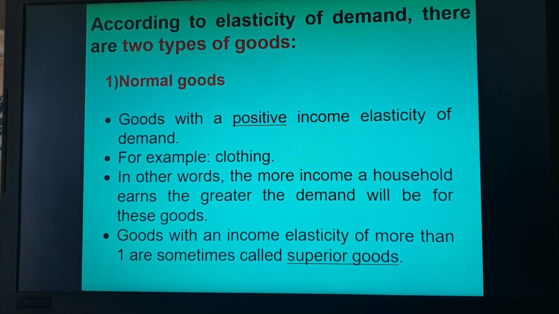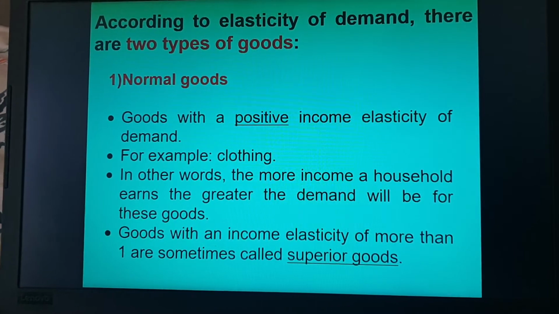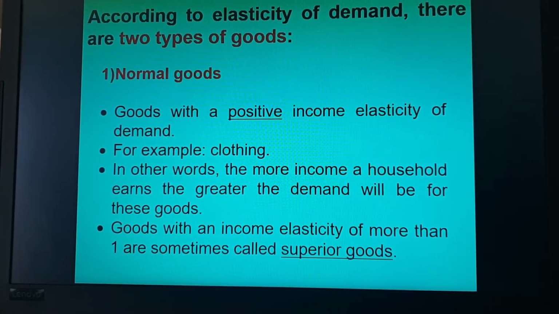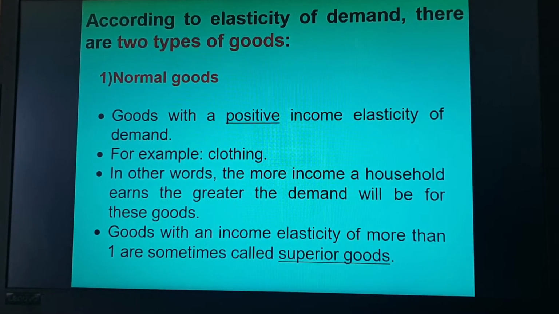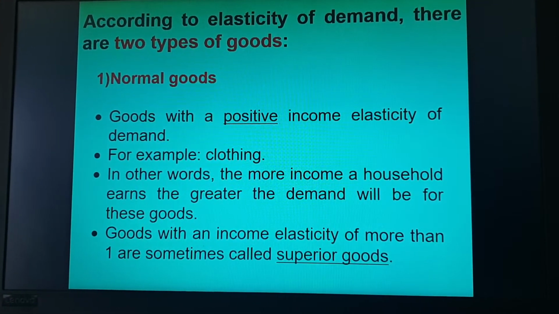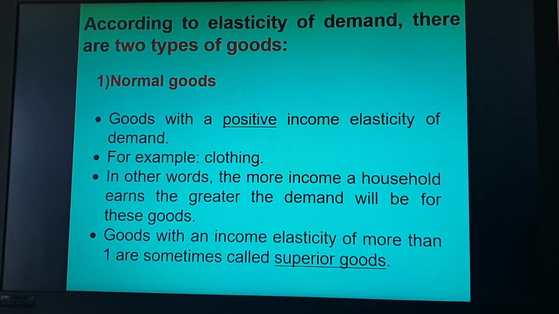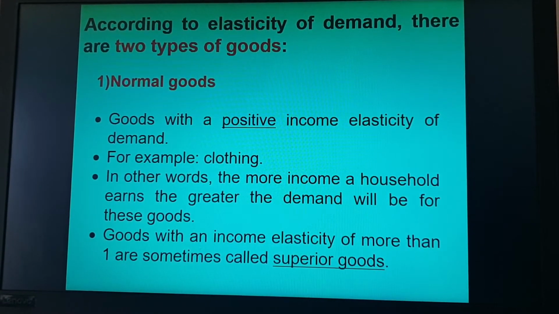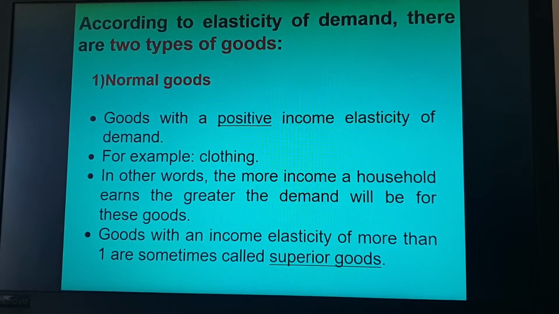According to the elasticity of demand, there are two types of goods. There are normal goods and there are inferior goods. Under normal goods, please make sure you know at least two points here. You know that it has a positive income elasticity of demand, and you know an example, for example, clothing. In other words, the more income a household earns, the greater the demand will be for these goods.